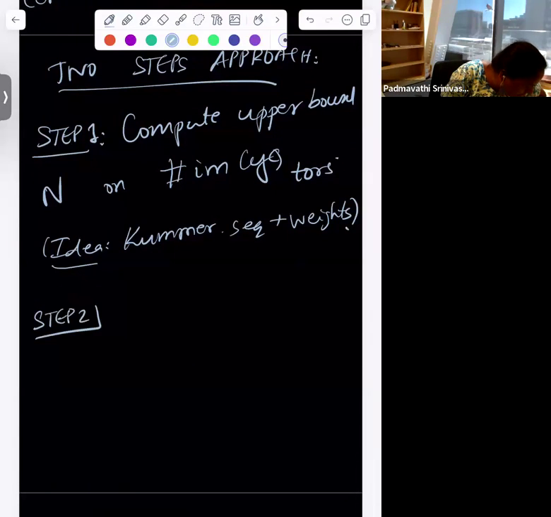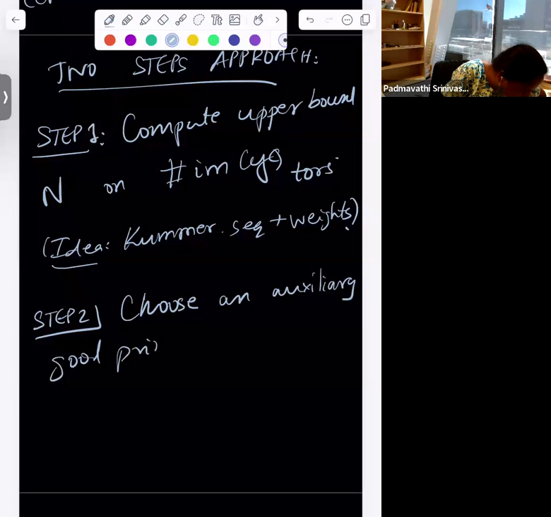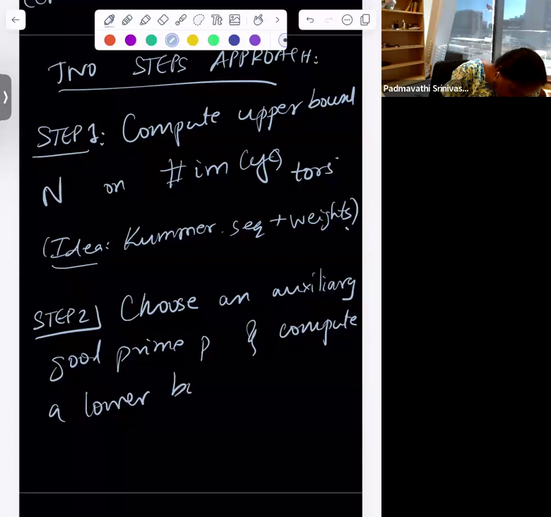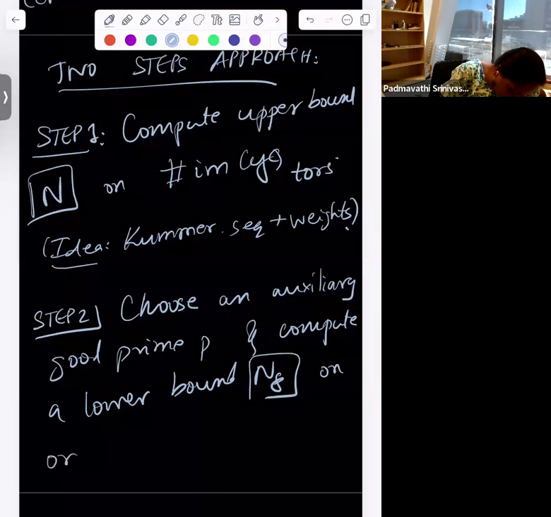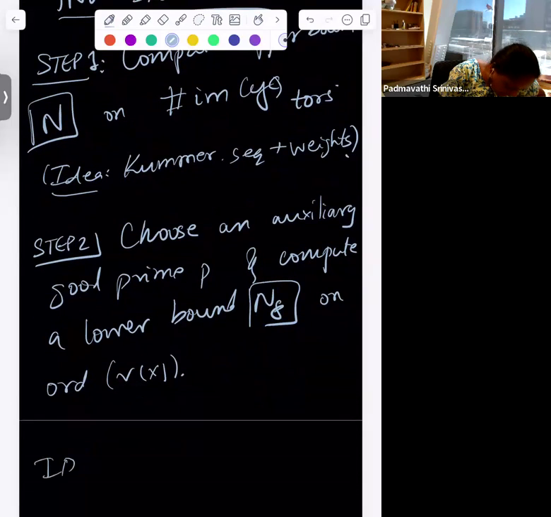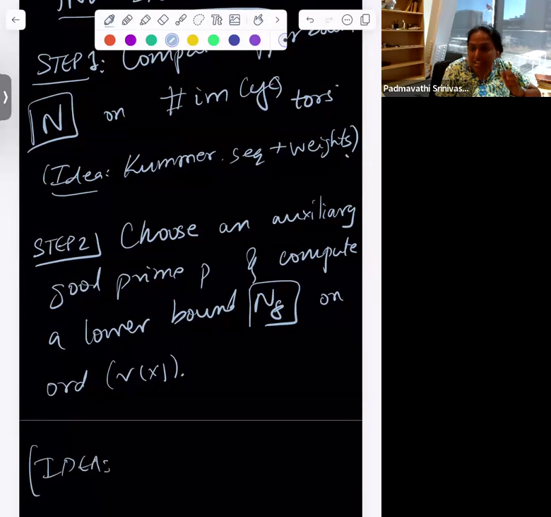You can produce a lower bound. You choose an auxiliary prime of good reduction for the curve, and you can use this prime to compute a lower bound n sub p on the order of the Ceresa class. Okay, and the main idea behind this, I won't get into details. You can ask me a question and I can give you a formula for what this n sub p is at the end.